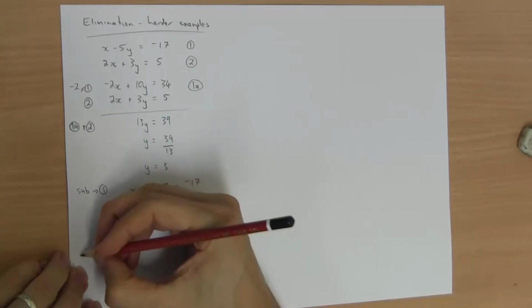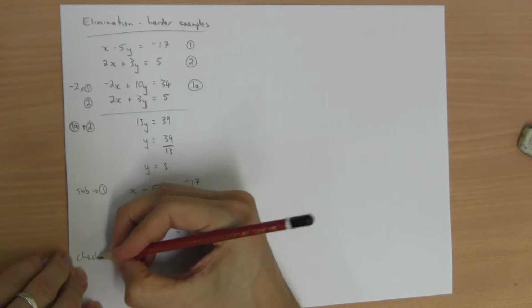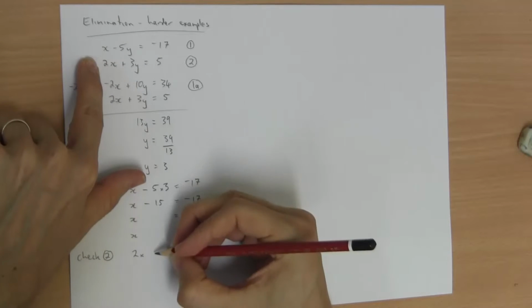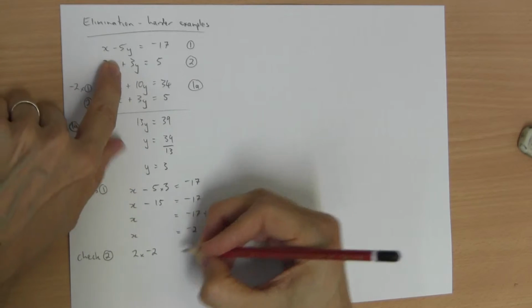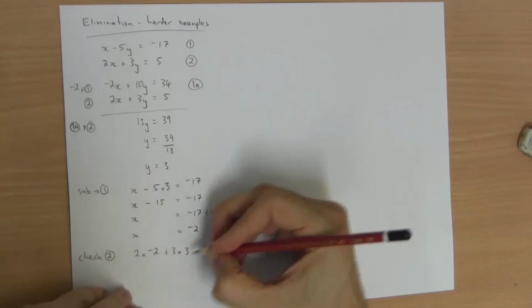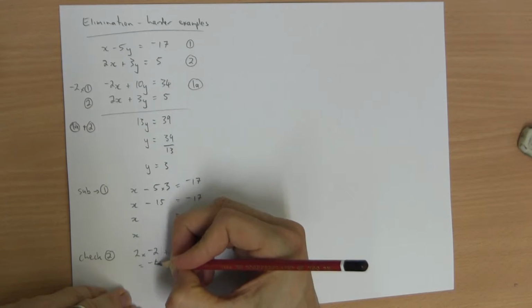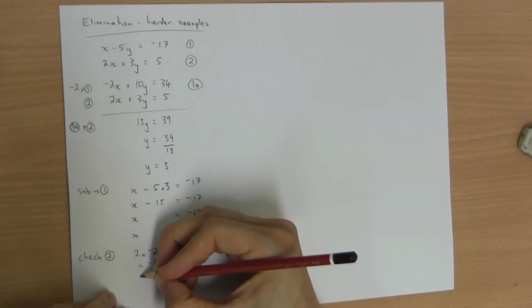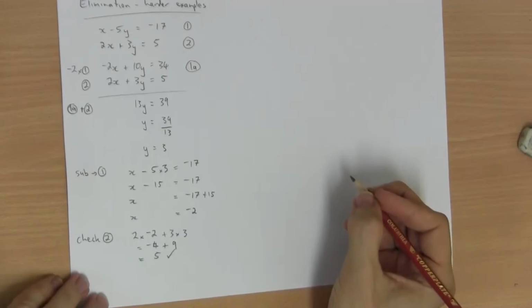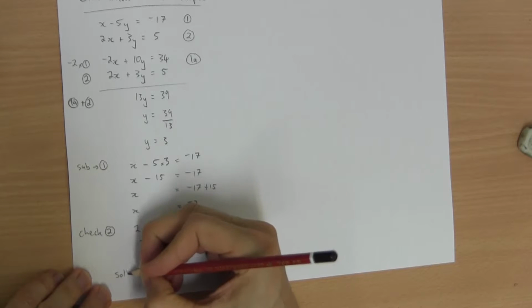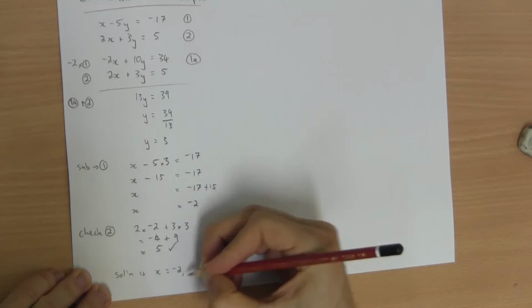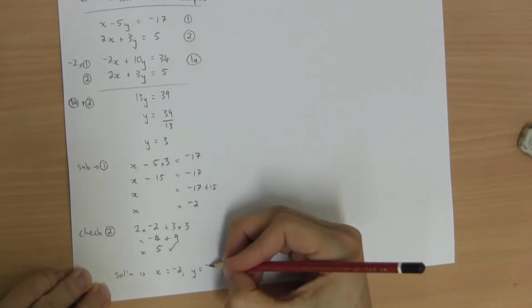How can I check that? Use the other equation. Check in equation 2. 2 times x plus 3 times y has to be 5. Negative 4 plus 9 is positive 5. Correct. So my solution is x equals negative 2, and y equals 3.